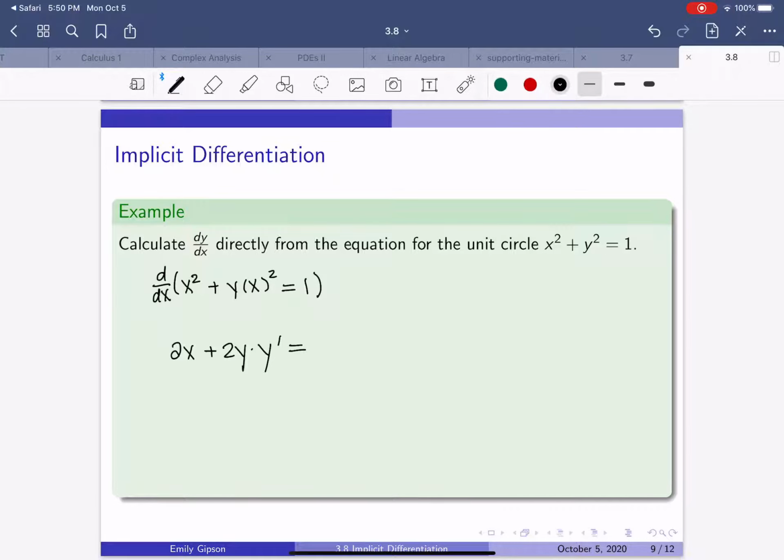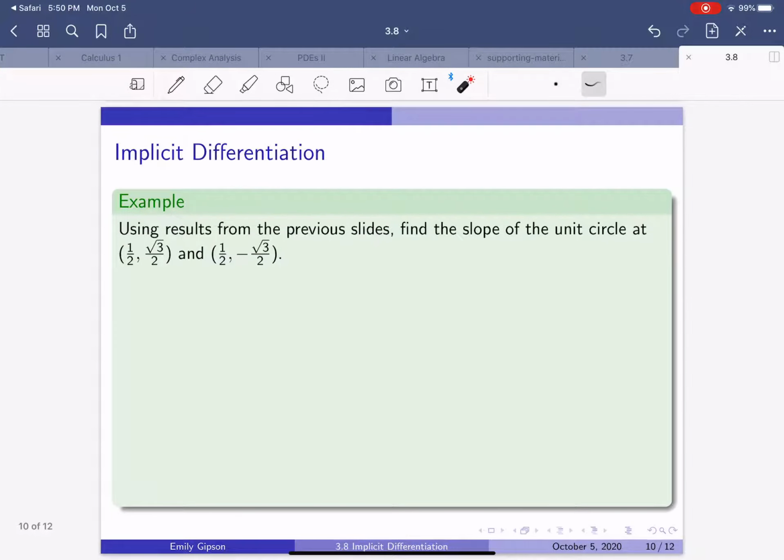And we know that the derivative of a constant function is 0. So now we have our expression. We solve for y prime. And that's going to look like: y prime equals negative x over y. And you can see that when you do implicit differentiation, your result is usually x's and y's on the right-hand side. So y prime is a function of x and it's a function of y.